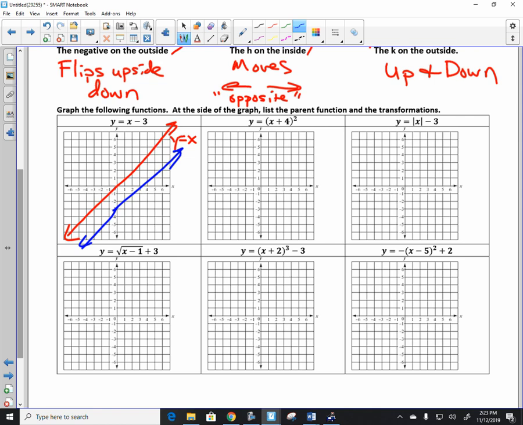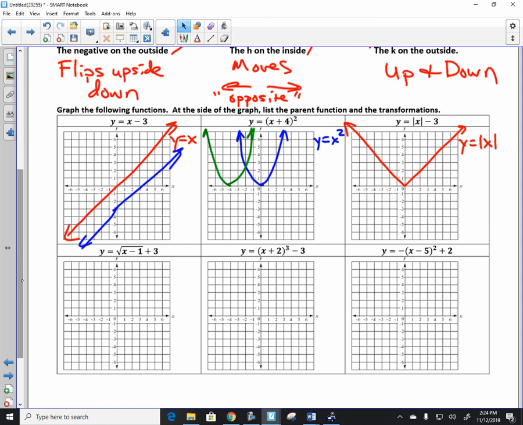The next one is being squared. So my parent function is y equals x squared. We just talked about that shape. It's a parabola. Who can tell me what the plus 4 is going to do? Move it to the left 4 units. The next one, the parent function is y is equal to the absolute value of x. Somebody describe that shape for me. It's a V. So what's the minus 3 going to do? Move it down 3 units.